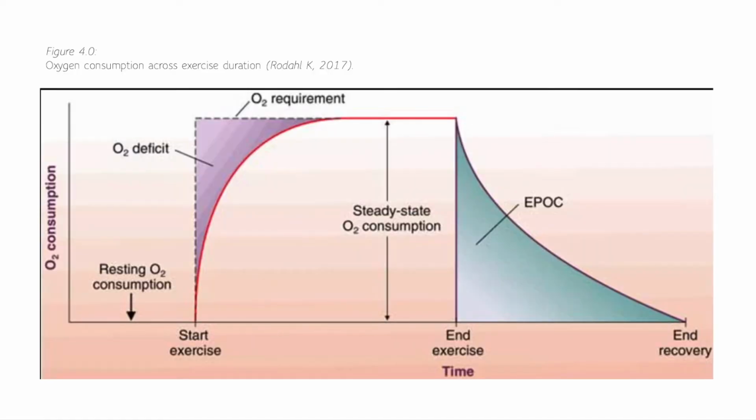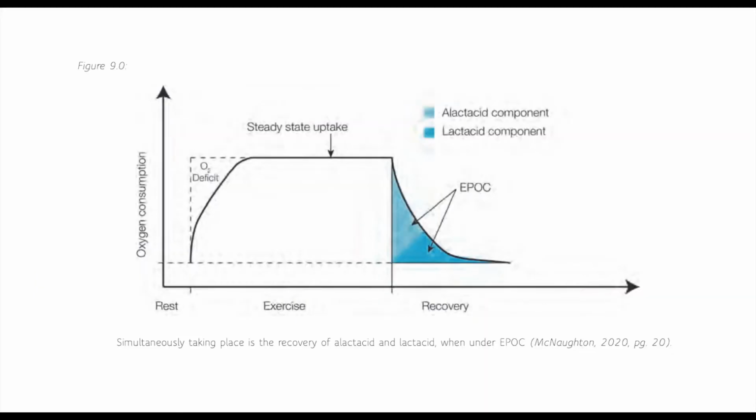As Norman recovers and continues to work aerobically, he is under EPOC, excess post-exercise oxygen consumption, while simultaneously the recovery of alactacid and lactacid components takes place. Alactacid rapidly restores ATP and CP stores, as well as the replenishment of O2 for myoglobin surrounding tissues. Approximately 30 seconds is required for 50% and 2 to 3 minutes for 100%.